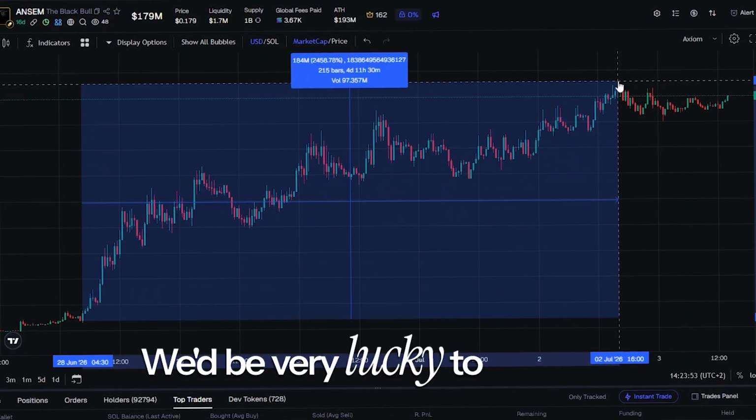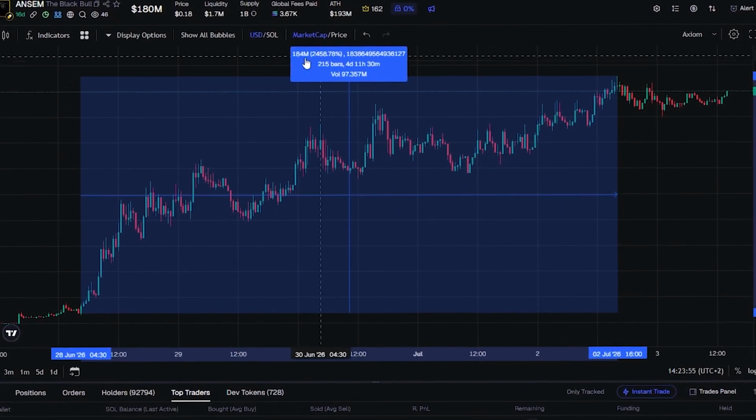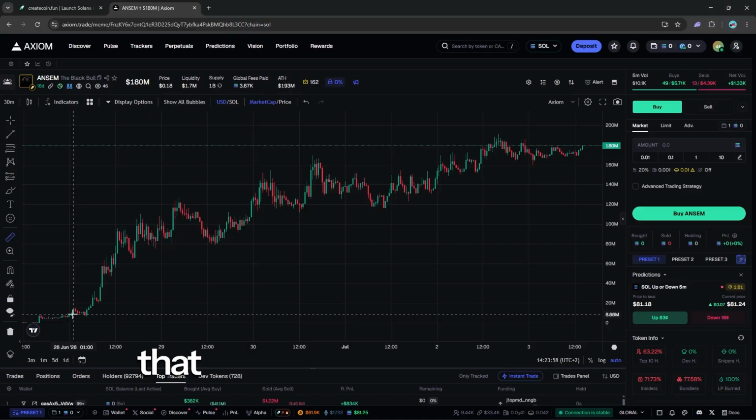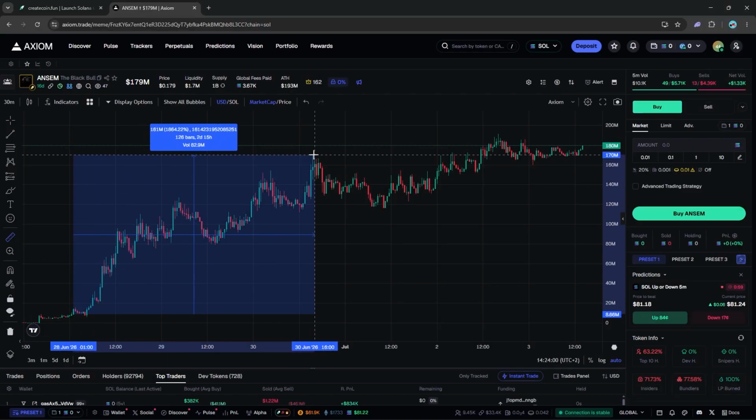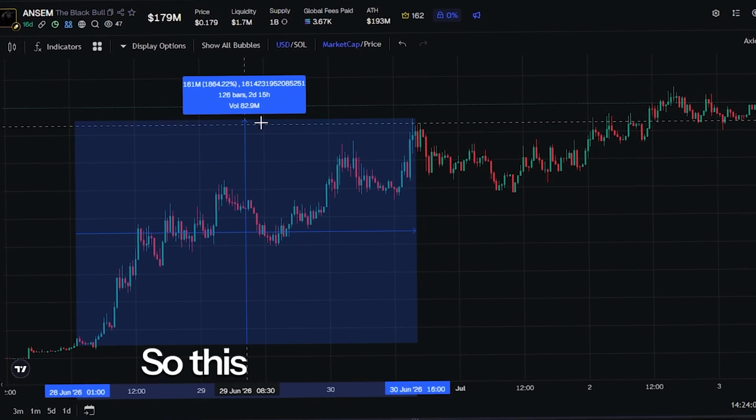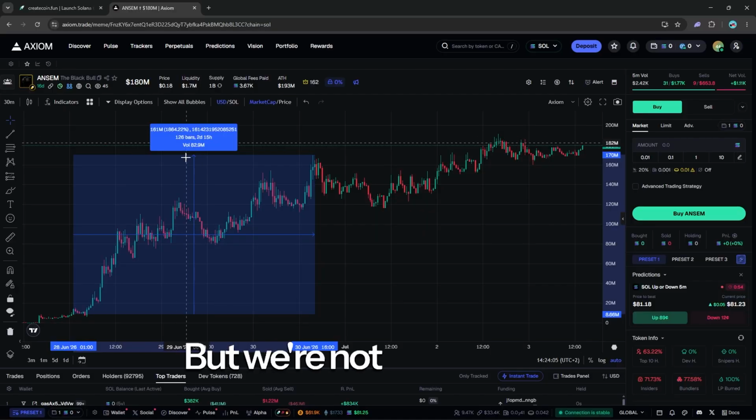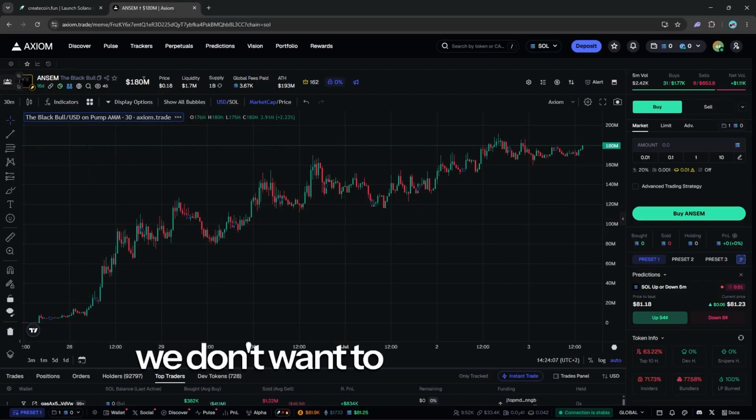We'd be very lucky to be able to invest early on a coin like this, because as you can see, over this long period of time, that money has just gone up and up and up. And that, to be honest, is really rare. So this would be a good coin to trade on. But we're not interested in the trading game because we don't want to have to come in early.